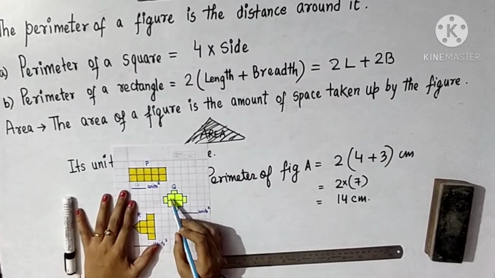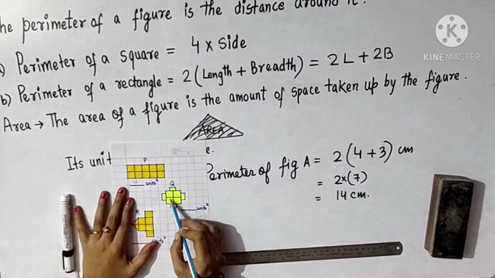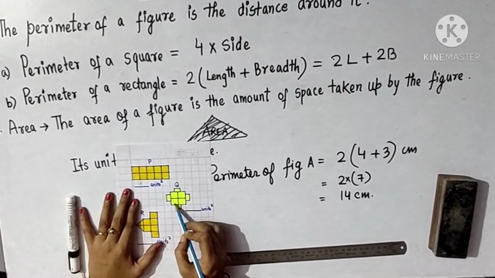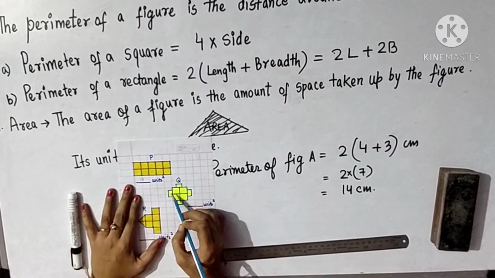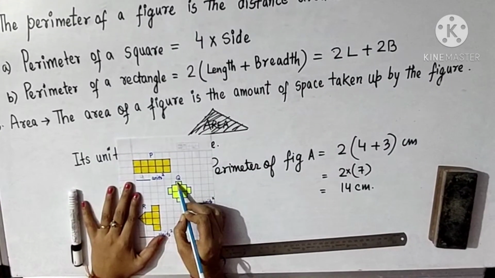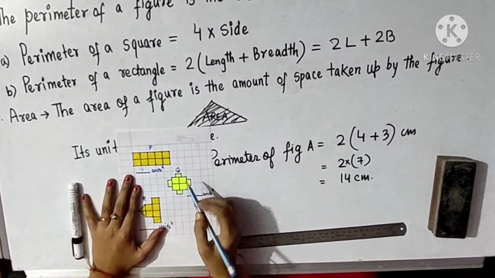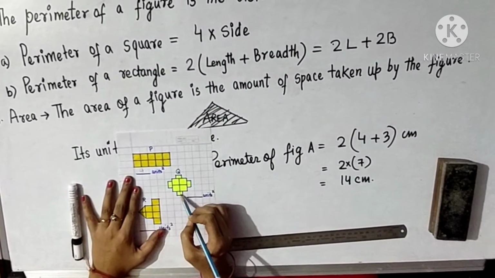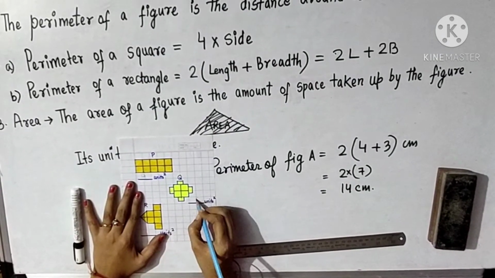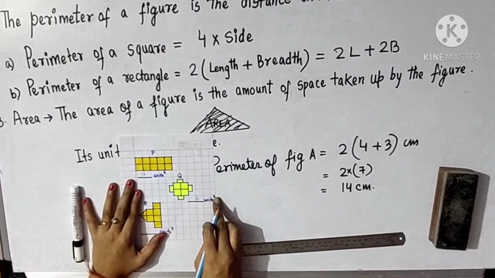As we can see, these 4 squares of the grid are completely filled, but these squares are half. So, we can consider 2 half squares as 1. So, 1, 2, 3, 4, 5, 6. So, its area is 6 unit square.